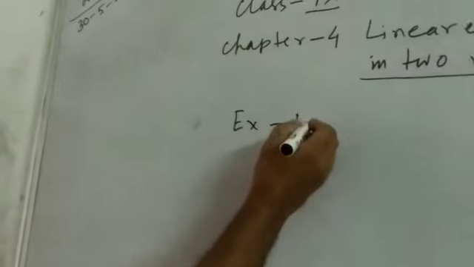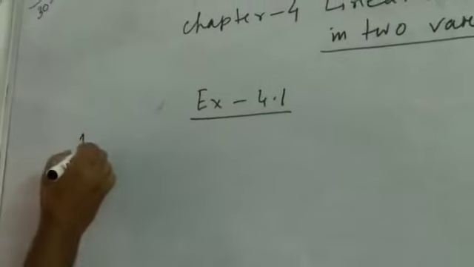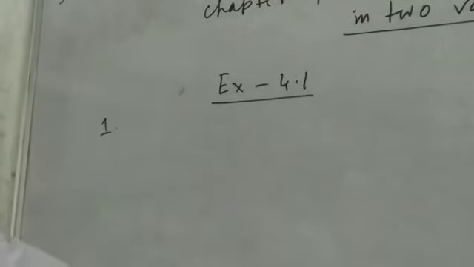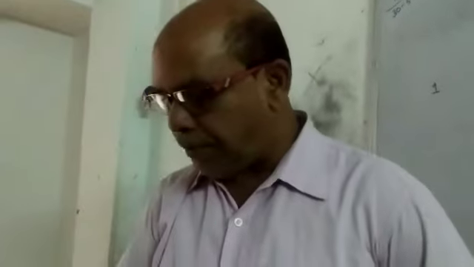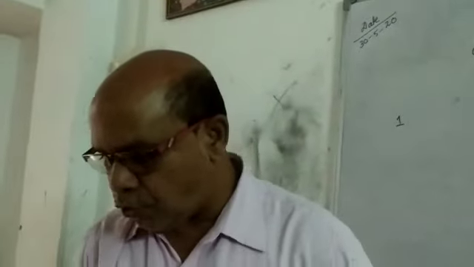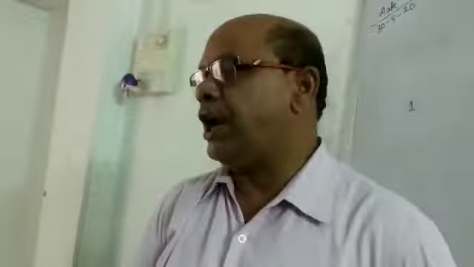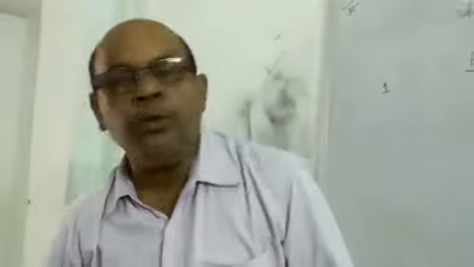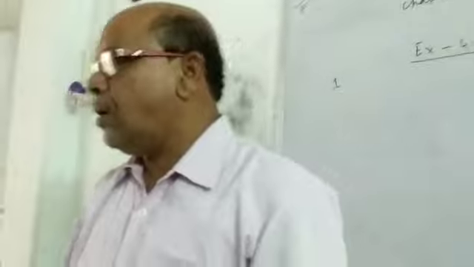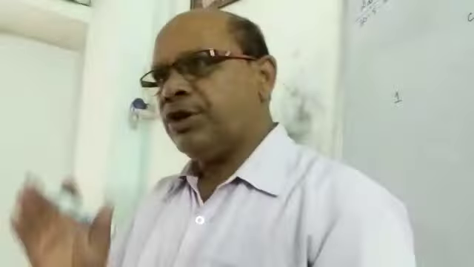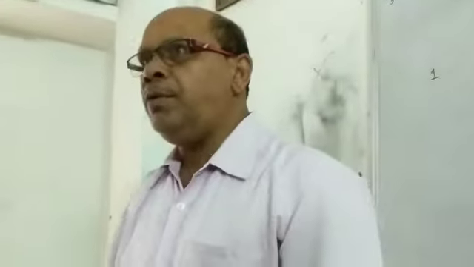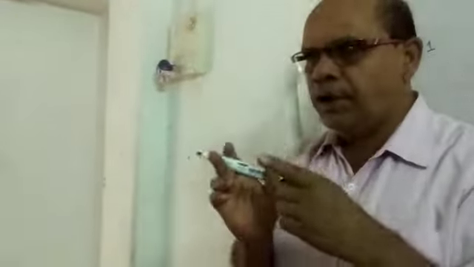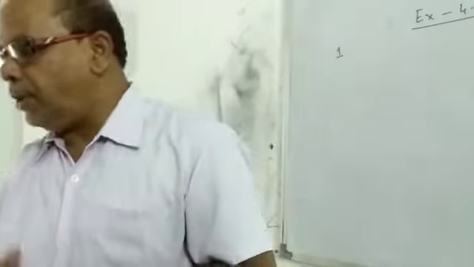Exercise 4.1, question number 1. Here it is given that the cost of a notebook is twice the cost of a pen. Write a linear equation in two variables to represent this statement. Actually, if there are two things we don't know, meaning unknown, then if we form the equation, it will be a linear equation in two variables. It is a relation between the two things. They are given that the cost of a notebook is twice the cost of a pen.